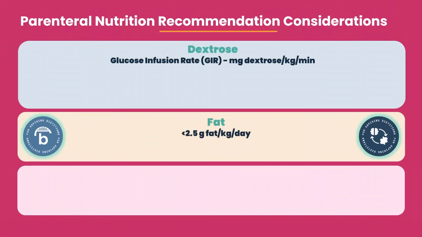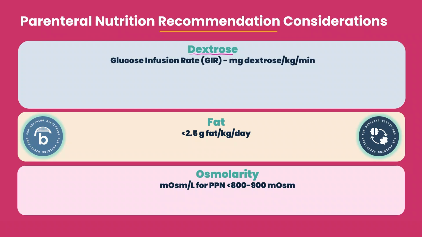Welcome back. Now that we know how to calculate the components of a TPN order, we need to make sure the order is safe and appropriate for the patient. Because in parenteral nutrition, we are delivering the nutrition directly into the patient's vein, there are 3 really important safety checks that we have to evaluate when writing a TPN order.